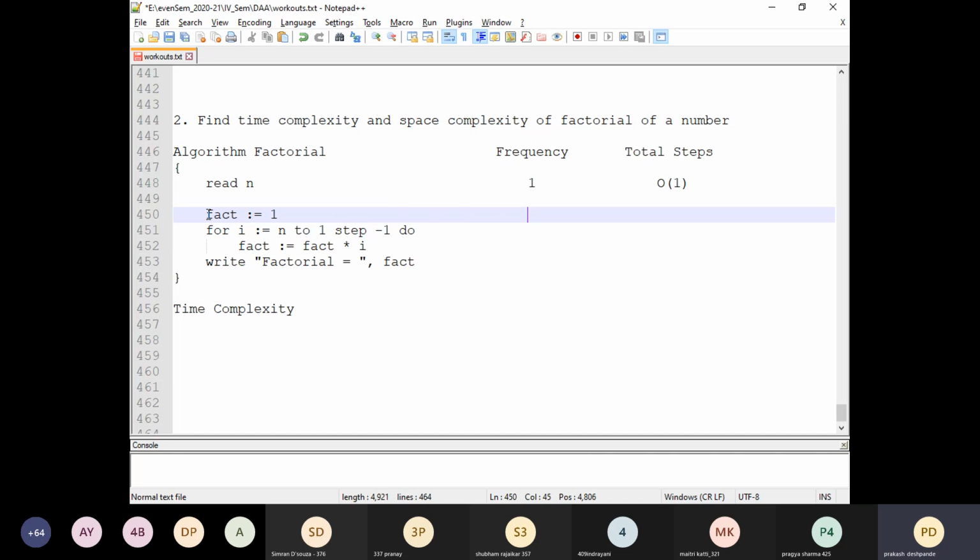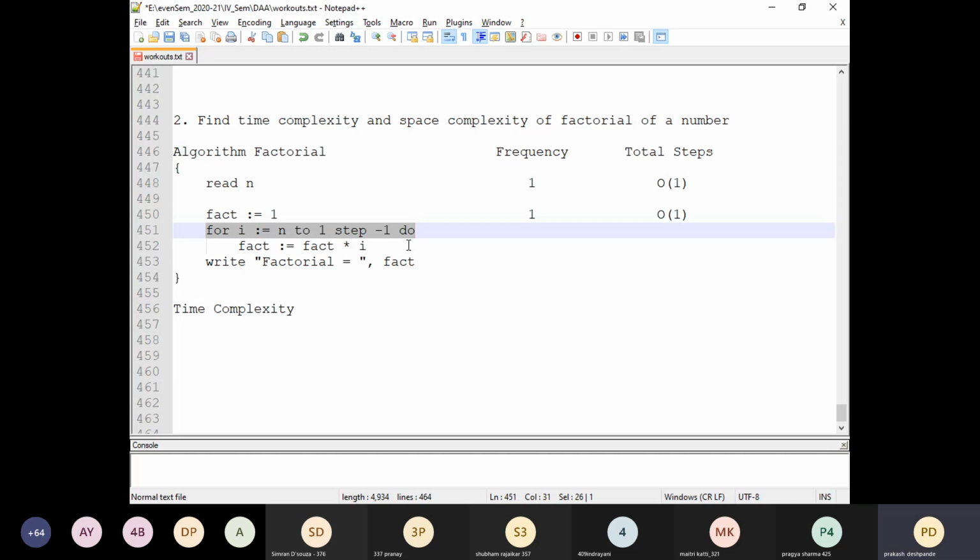The next is fact equals to 1. Now this particular statement executes how many times in this algorithm? Again it is one time. That means the frequency is also 1. Then total steps remains again 1, that is big O of 1. Okay, now comes the interesting part here. Now tell me, this statement executes for how many times?